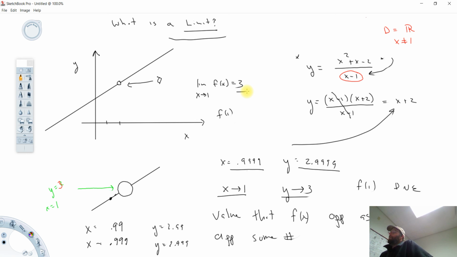So anyway, that's a little bit about a limit and what it is, and I think I'll start making videos about how to calculate them.